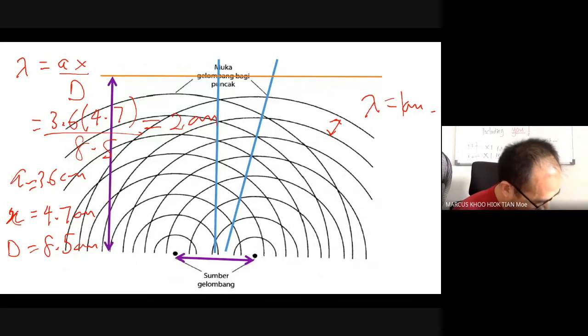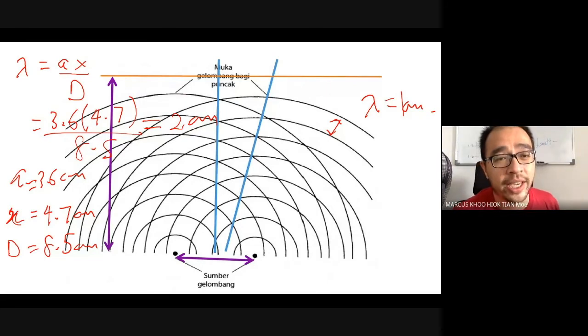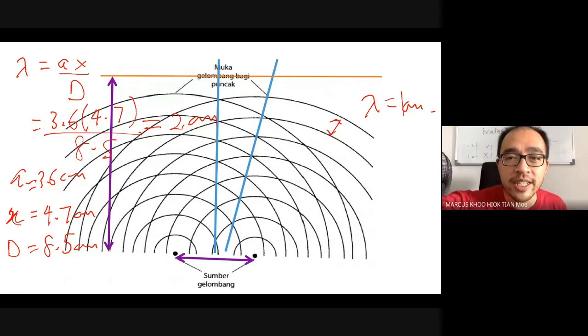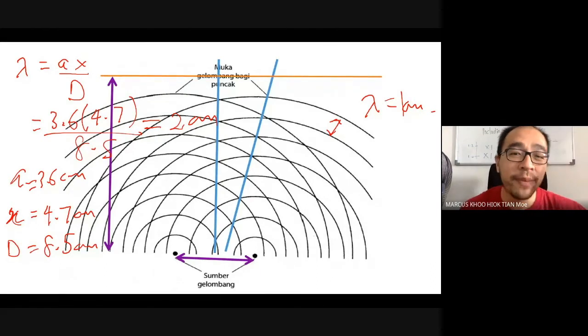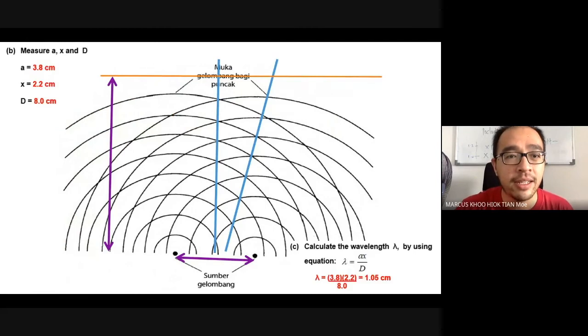1 cm. Unless, but this is very unlikely, unless this is crest trough, that they forgot to. But anyway, thanks everyone for your participation. So this is about this one.